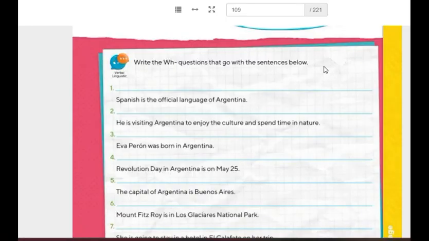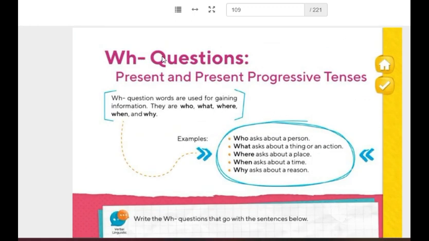Now, open your AMCO book at page number 88. So, guys, in this page, as you can see, here we have WH question. In this one, we have present and present progressive tense. As I told you guys, this is just a refresh about the use of WH words. So as you can see here, we have who, what, where, when, and why. Look at these examples: who asks about the person, what asks about a thing, where asks about the place, when asks about a time, and why asks about a reason.